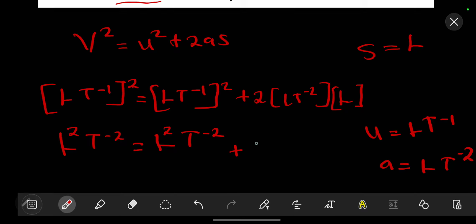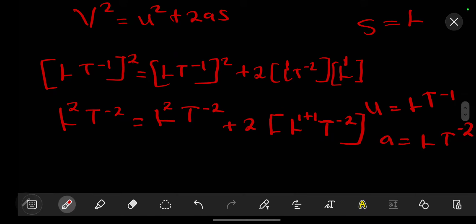Now what we are going to have is, we have our L to the power 1, even this L is to the power 1. So we are going to have L to the power 1 times L to the power 1, and we have a 2 in front. So we have plus 2, then we are going to have L to the power 1 plus 1, then we have T raised to the power -2, like that.